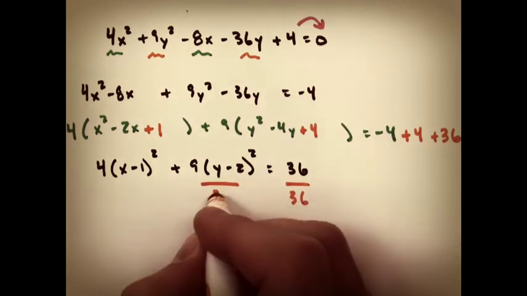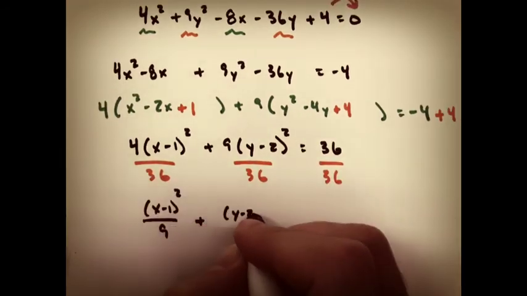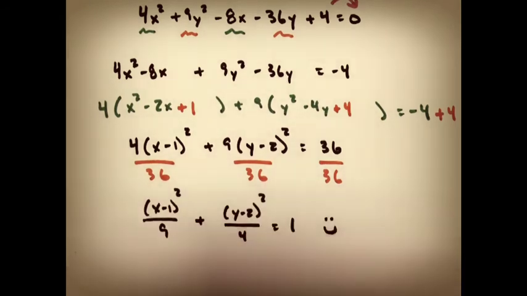Completing the square, I've now turned it into perfect squares. Divide through by 36. 4 over 36 is the same as 1 over 9. 9 over 36 is 1 over 4, and you get 1 on the right side. We'll talk about that tomorrow.